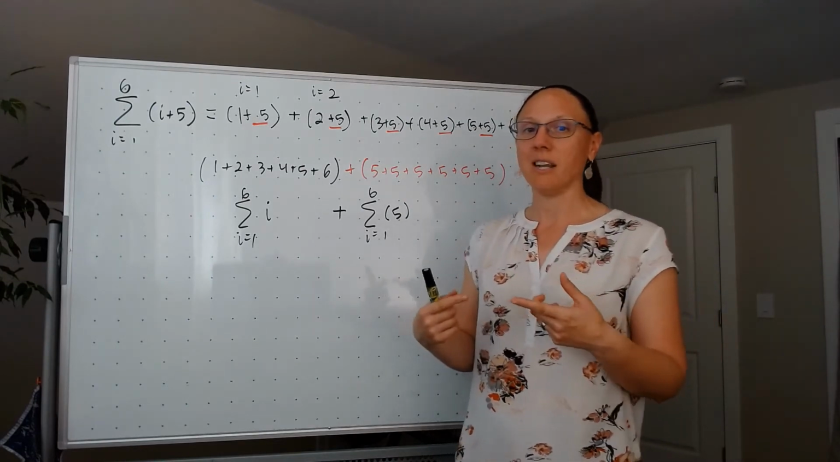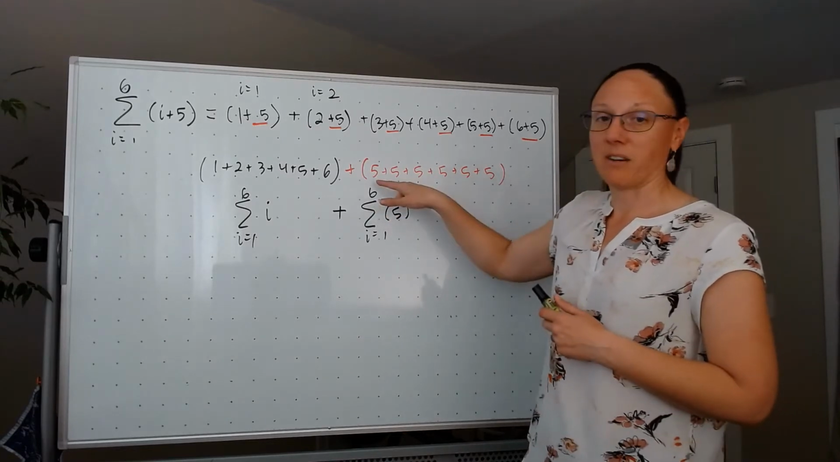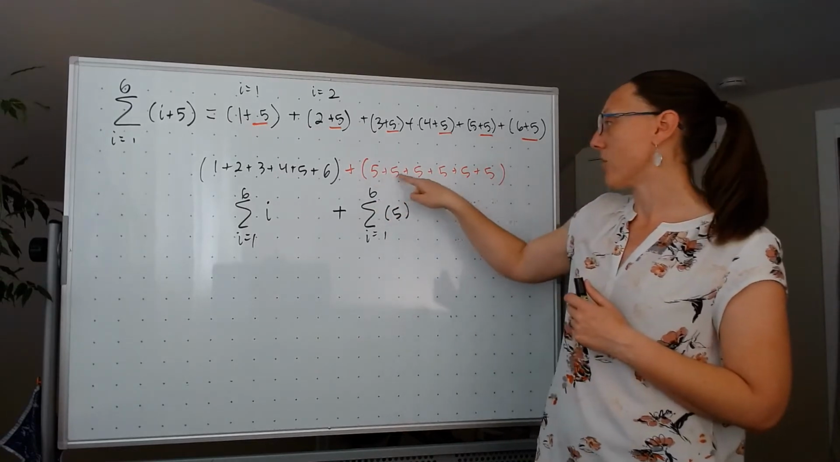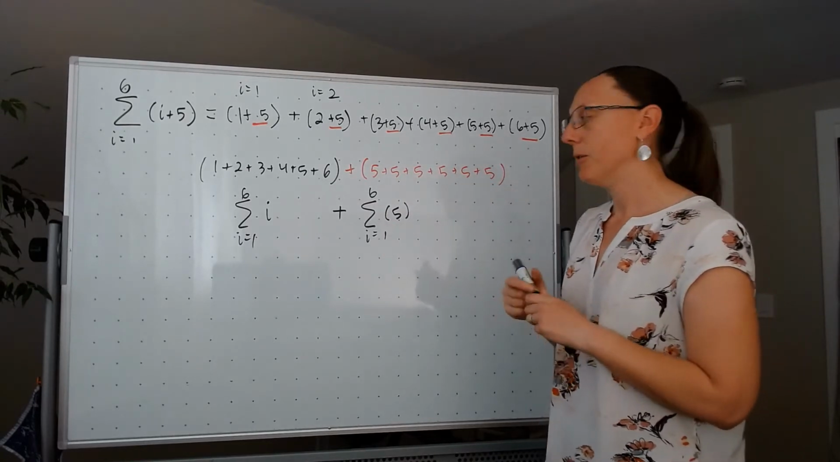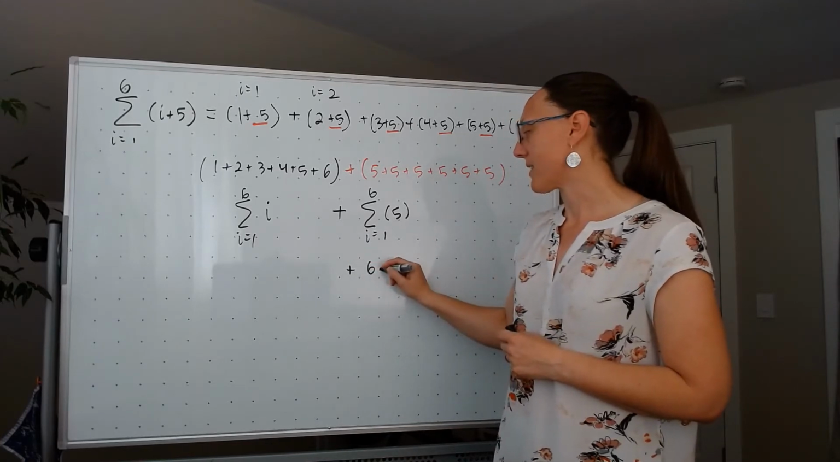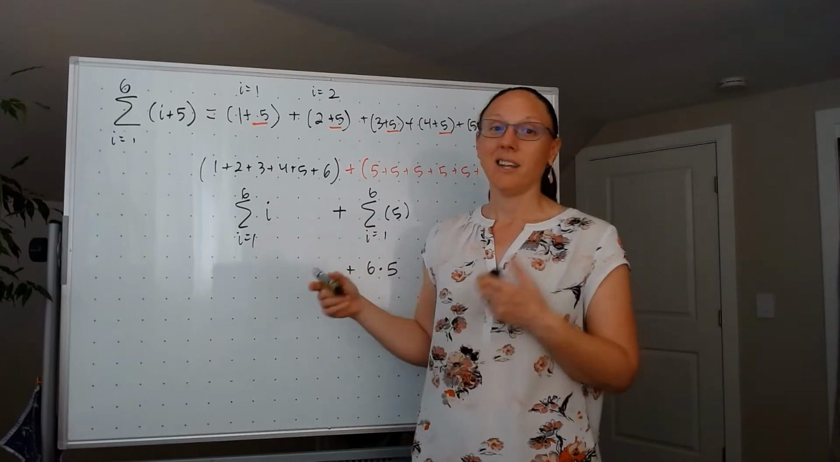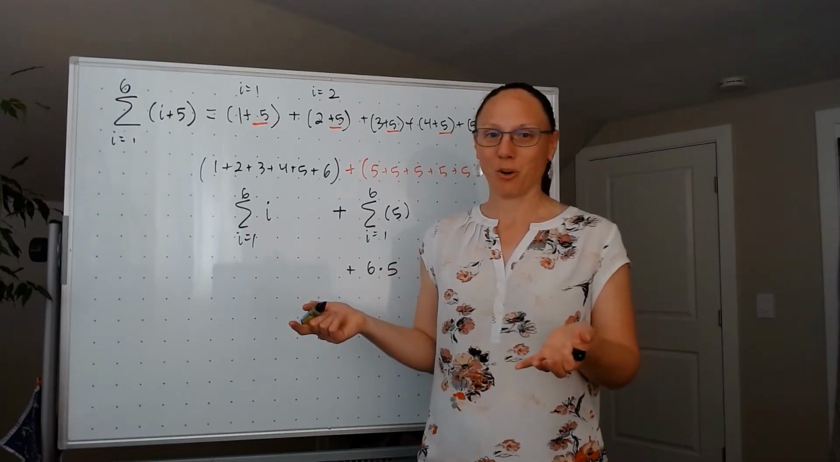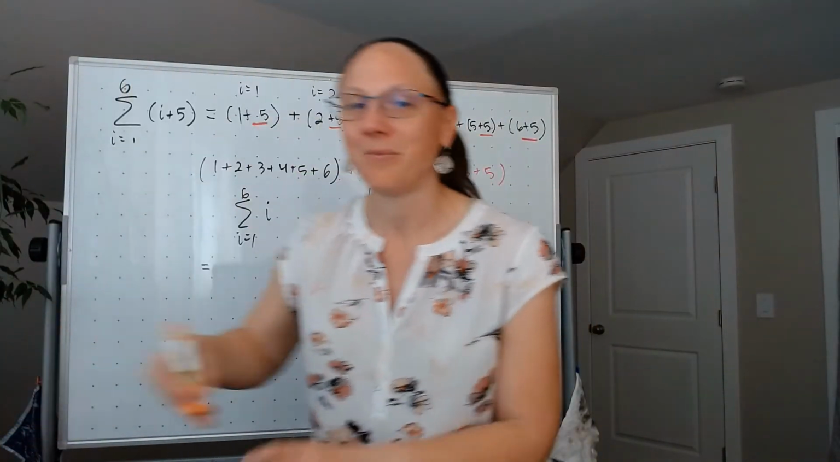Now this next part, we're getting into the shortcuts. Here we know that when we expanded this out, we had 1, 2, 3, 4, 5, 6 sets of 5, which means this, if we evaluated it, would be 6 times 5. This one, some clever mathematicians came up with a shortcut for also. And here is what they did.